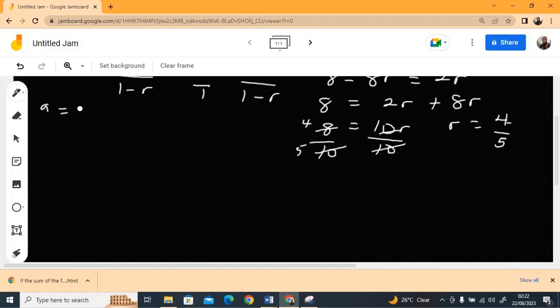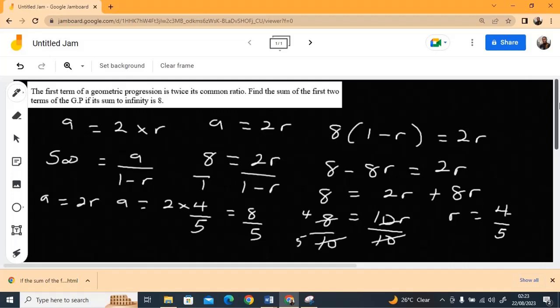Now you should know that A equals 2R, and you know that your R is 4 over 5. It means my A now equals 2 times 4 over 5, which means my A is 8 over 5. Now, they said find the sum of the first two terms. Yeah, find the sum of the first two terms.